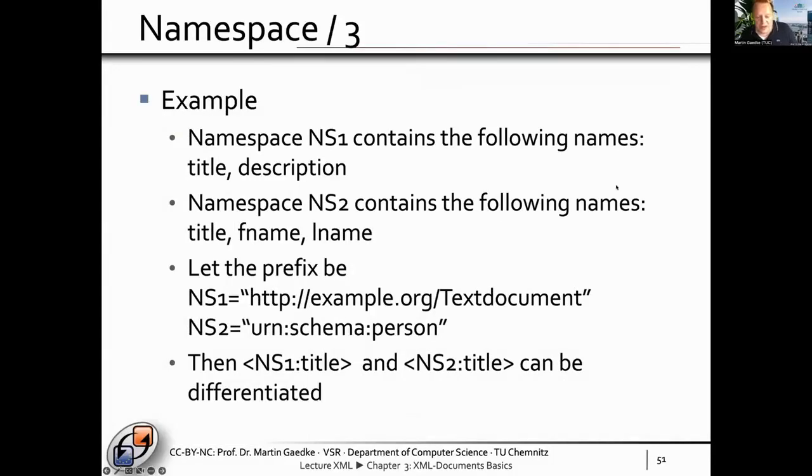So here you see how this might look. We could define in the root element, or in other elements, a namespace as an attribute. So we could say ns1, ns2, these are two namespaces. Here we have an HTTP URI, here we have a URN URI, and then we could say ns1:title, ns2:title, and using these two different namespaces, we can then differentiate the two element names.